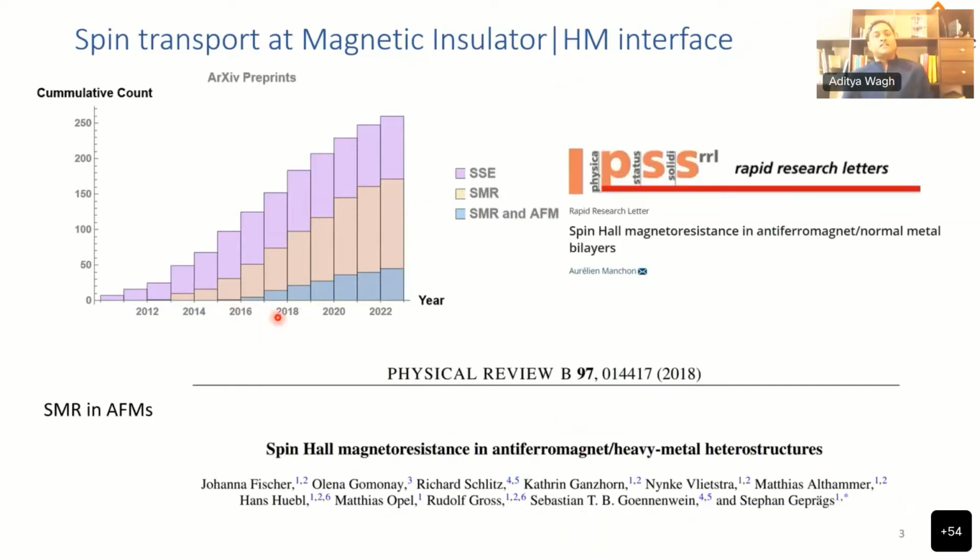Then there is another interest. Instead of just studying collinear magnets like ferromagnets or ferrimagnets, people started exploring antiferromagnets. And particularly, antiferromagnets can give you a variety of rich spin structures. You can see this is one of the first papers on spin Hall magnetoresistance in antiferromagnet normal metal bilayers, which came around 2017, and then people started studying not only collinear antiferromagnets but also some exotic ones like spiral magnets. So in our group we have been studying such materials in thin film as well as single crystal forms.